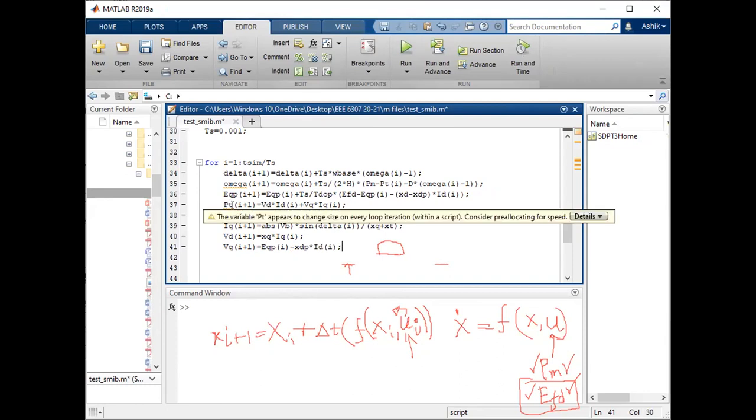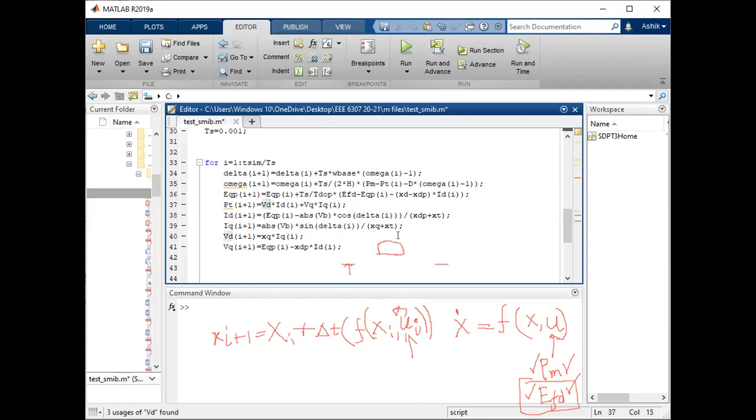Okay. So we are able to calculate PT. So that means the omega part, the equation of omega, this line number 35 is done. So now PT is represented in terms of VD, ID, and VQ, IQ. And of course, the corresponding variables which are appearing in the expression of PT are also now further represented in terms of the state variables.